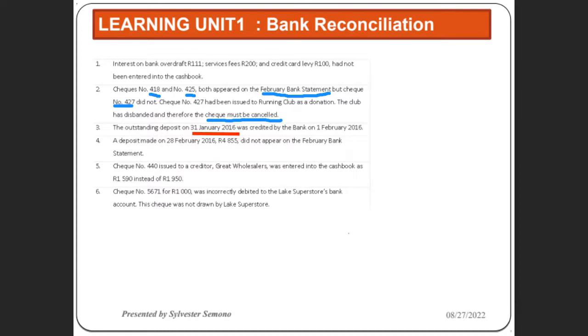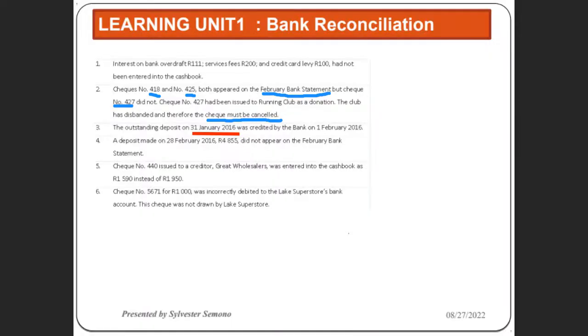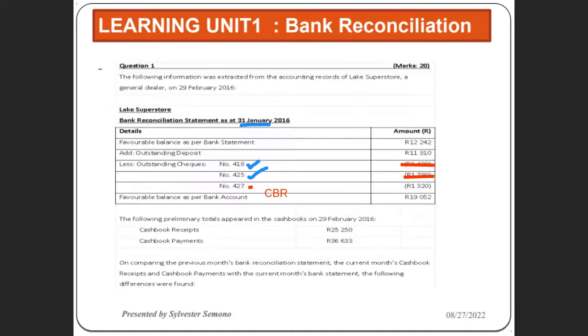They say was credited by the bank on the 1st of Feb. So they are saying the deposit that was outstanding, if I can go back and check, has been credited by the bank, meaning the bank statement is showing it now. So it means this is what I need. Again, it's solved. If I can go back, they're talking about the outstanding deposit. Let me show you the outstanding deposit that they're talking about.